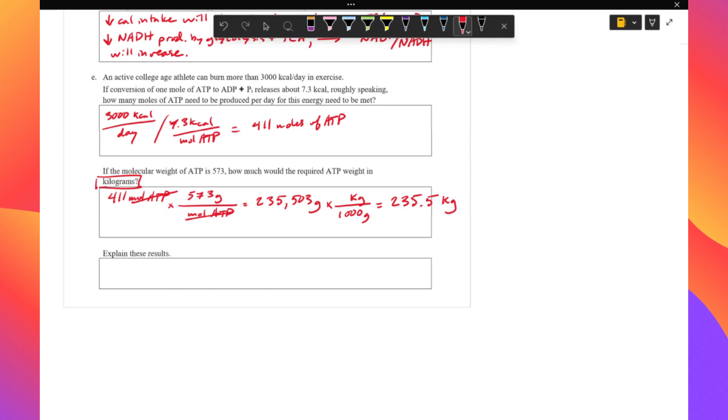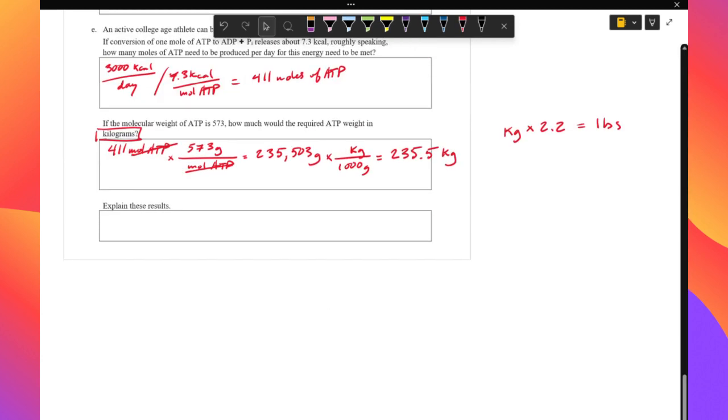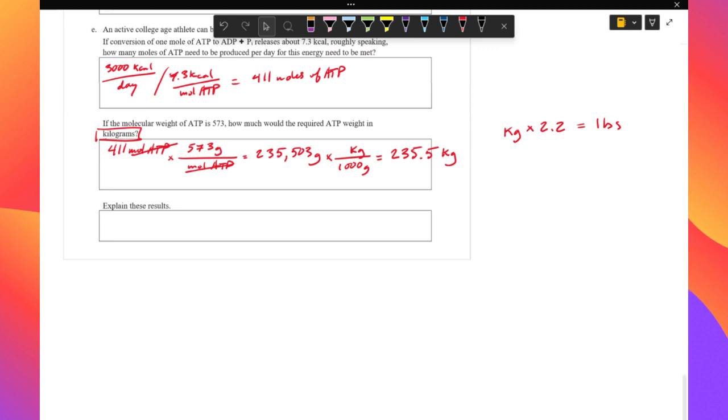kilograms. And if you're curious, if you're from the United States and aren't used to using kilograms, the conversion from kilograms to pounds is about 2.2. So 235 kilograms is about 518 pounds. All right, explain your results. So ATP is broken down, you get ADP and inorganic phosphate, which is continuously recycled to ATP during cellular respiration.